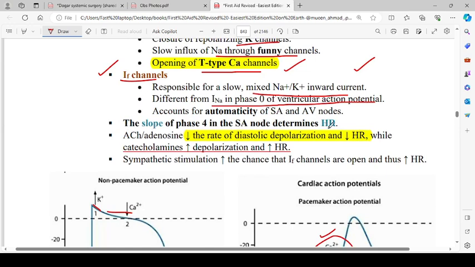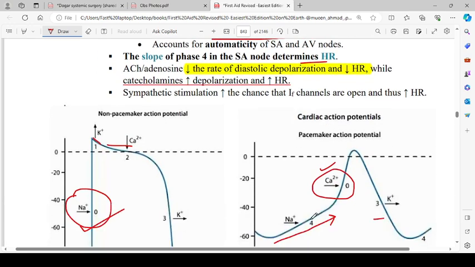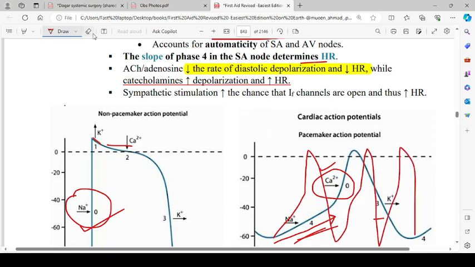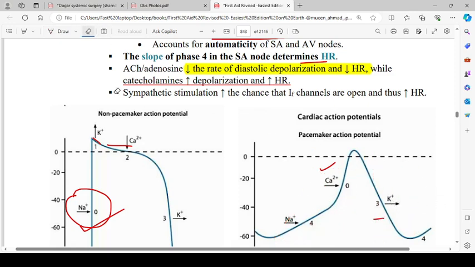The slope of phase 4 in the SA node determines the heart rate. Okay, so this slope will determine the heart rate. Got it? If the slope is high, or more vertical, the heart rate will be high, like it will look something like this. And if the slope decreases, like if it lies down, like if it becomes like this, the heart rate will be slow. I hope I'm conveying the point: if the slope decreases, the heart rate decreases, and if the slope increases, the heart rate will increase.